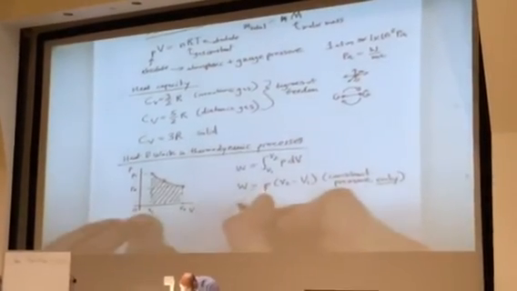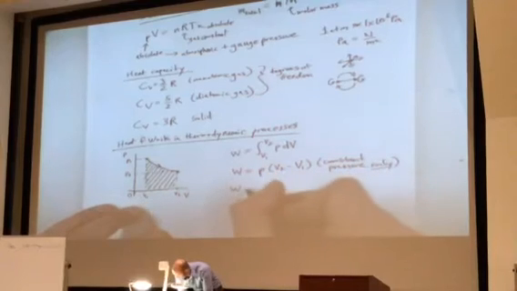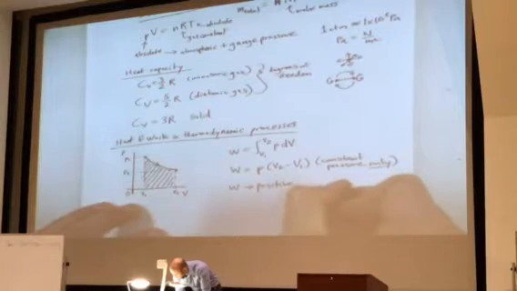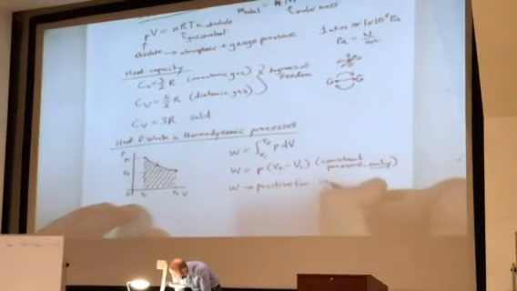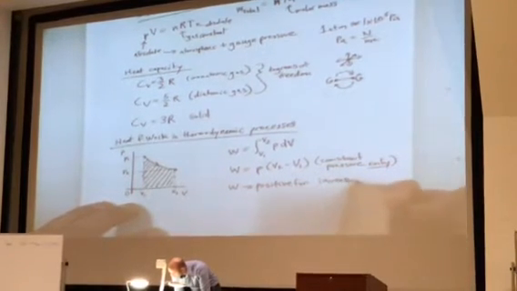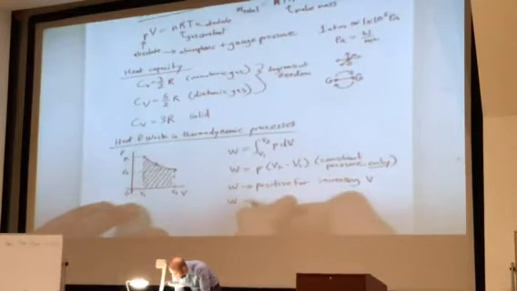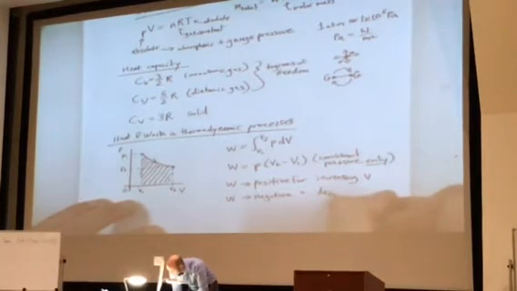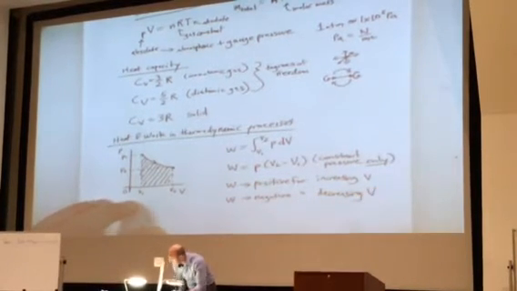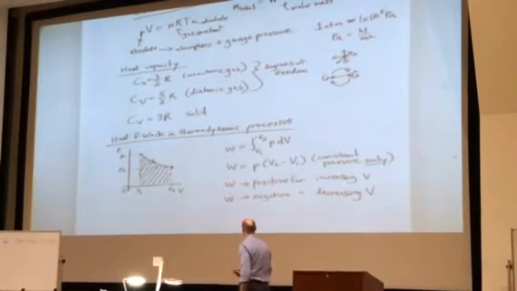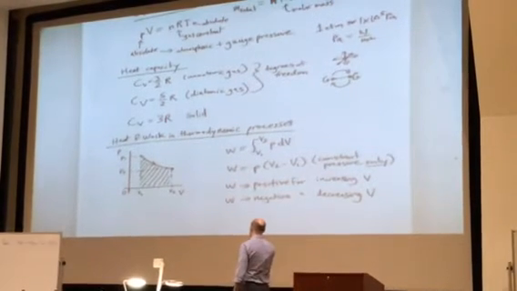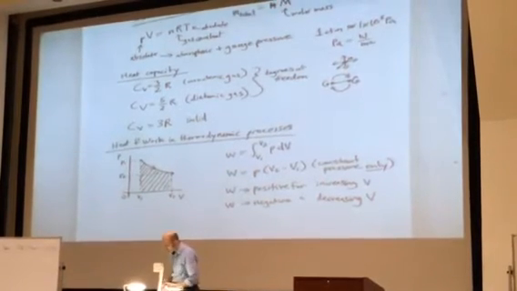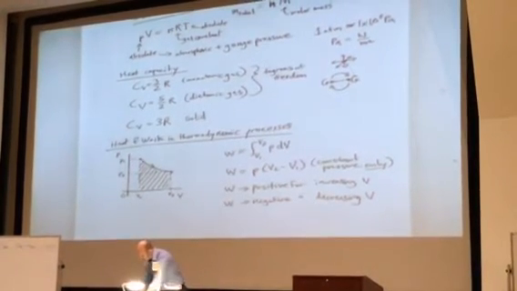And so the way that we define the sign again is that W is positive for increasing V, and W is negative for decreasing V. So that's what I was saying before about the direction of my thermodynamic process. Okay, so that's the work. We'll get back to the heat in just a little bit.